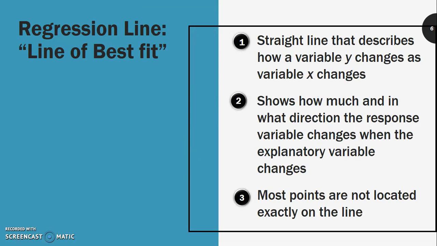So the regression line, also known as the line of best fit, is a straight line that describes how variable y changes as variable x changes. It shows how much and in what direction the response variable changes when the explanatory variable changes. And most points are not located exactly on the line.